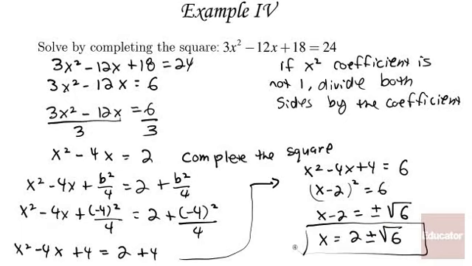So this problem took an extra step. After isolating my variables on the left and my constants on the right, I saw that my leading coefficient was not 1, so I had to divide both sides of the equation by that coefficient 3. Once I was there, then I went about completing the square by adding this term to both sides, getting a perfect square trinomial, which is this, and taking the square root of both sides to get my solutions.